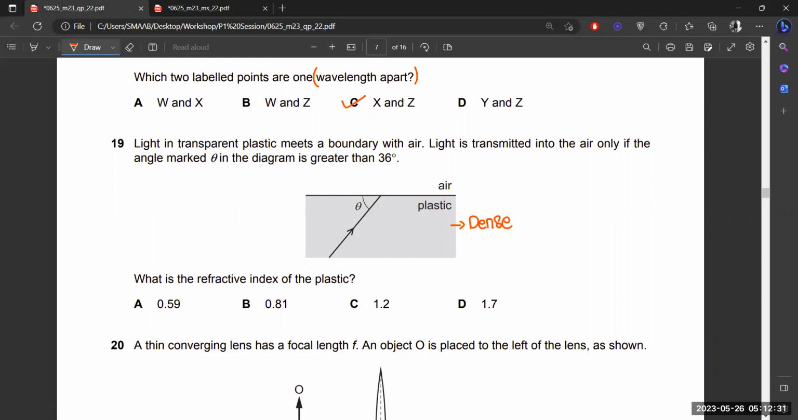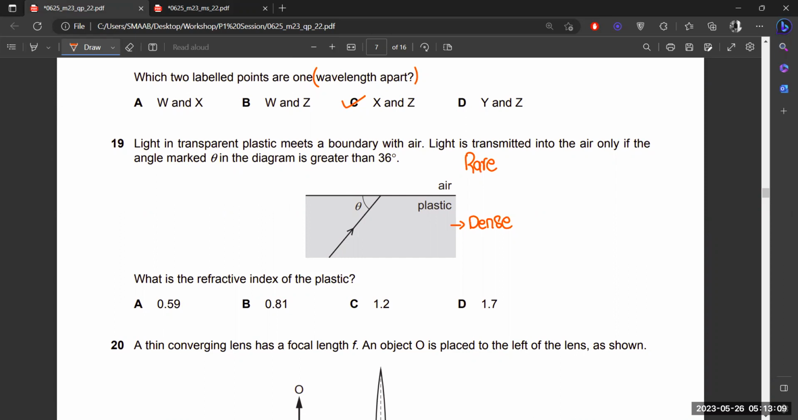So they only mention the angle of incidence, the incident ray. The refracted ray is not mentioned in the diagram or in the question. So what is the refractive index of the plastic? For that purpose, we need to find it with reference to the critical angle, because at this specific degree, if the angle of incidence is greater than 36, light will move into the air, right? So that is the question.